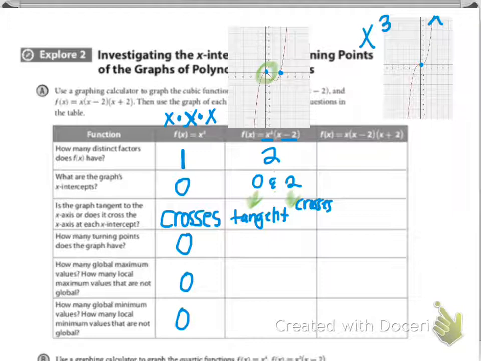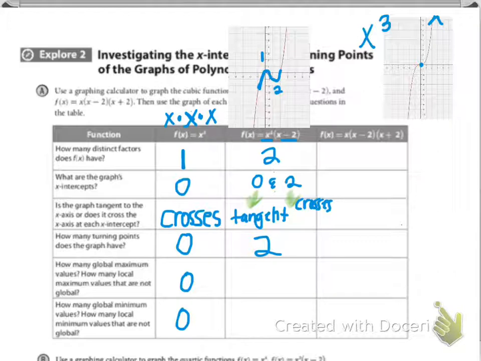How many turning points does the graph have? Well, the turning points, if we look at the graph, are every time it changes from increasing to decreasing. So right here, it changes from increasing to decreasing, so that's 1. And then here from decreasing to increasing, that's 2. It has 2 turning points on the graph.